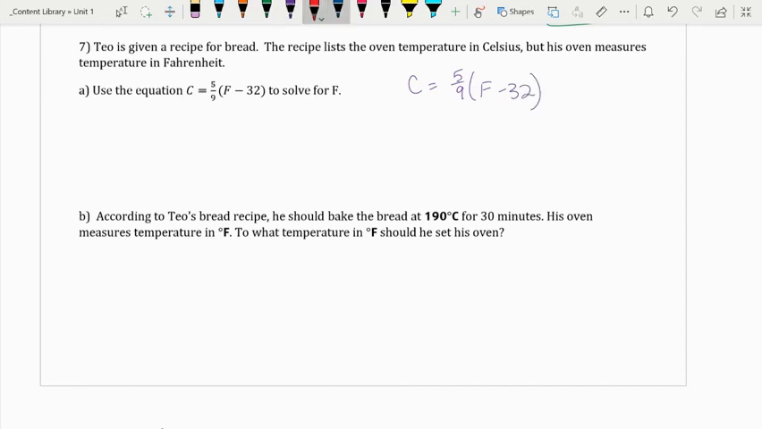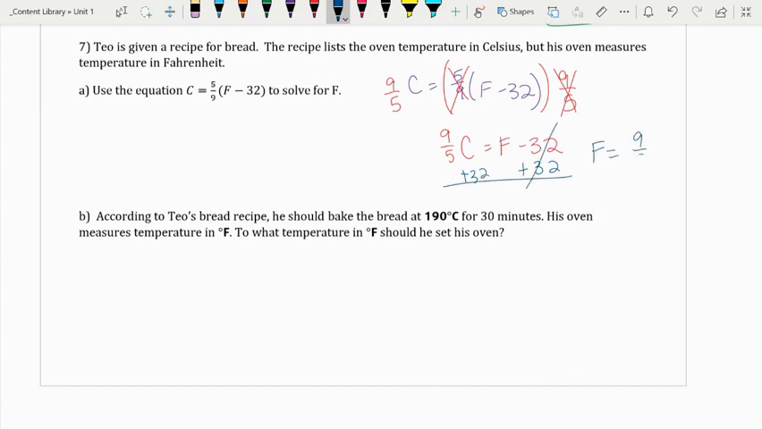So I'm going to multiply by the reciprocal like we have been. Okay, you can just multiply by 9 and then divide by 5 later. Or you can do it all at once. So now we have 5 over 9C equals F minus 32. Only thing left to do is add 32 to the other side. And we're left with F equals 9 over 5C minus 30. Sorry, plus 32.